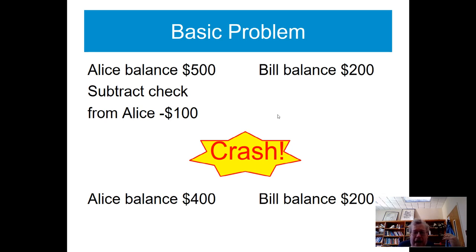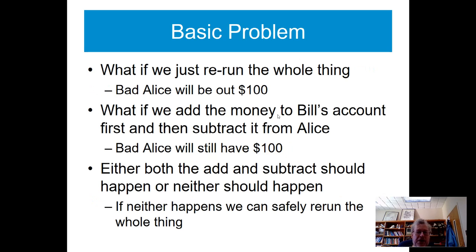And we bring the system back up, and what do we see? Well, we see that Alice's balance is down by $100, but Bill's balance hasn't changed because we haven't handled Bill's addition yet. Now we have a problem, right? The system is out of whack. What to do? What if we just rerun the whole thing? This would be bad because we would subtract another $100 out of Alice's account before we add to Bill's account. Alice would be very unhappy.